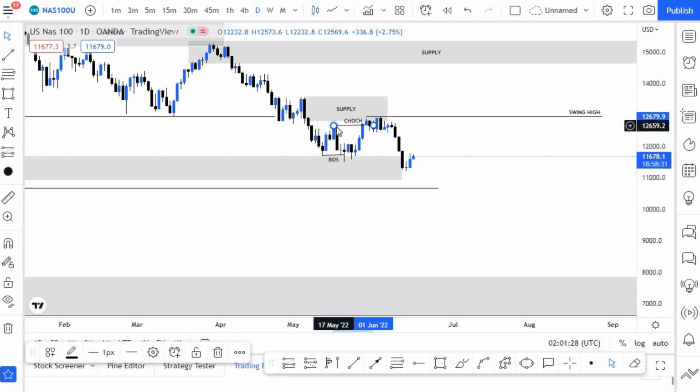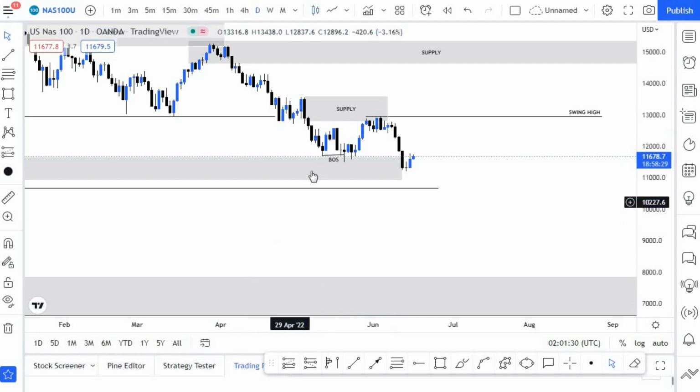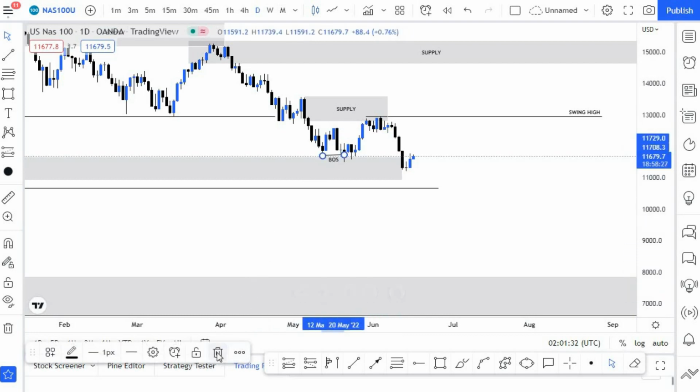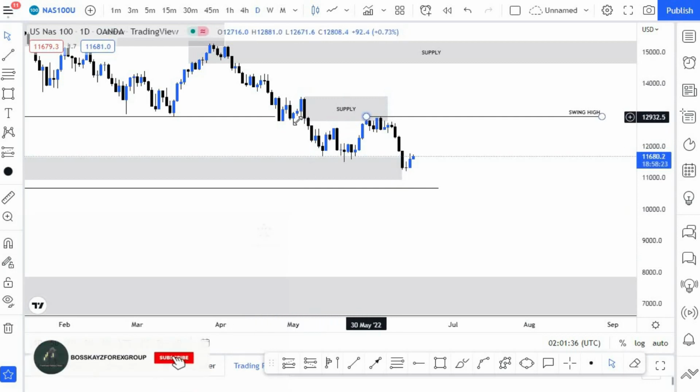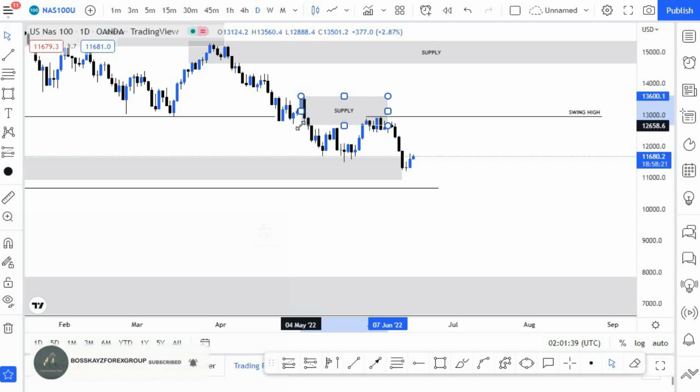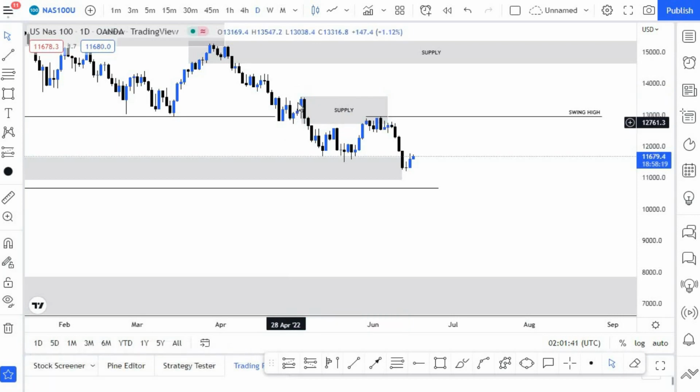Let me just delete this change of character and this breakout structure. You see now the price just came back to this zone. So you have to highlight the high of the candlestick, something like this, and the low and the high, and then you can see the price just came back there, mitigated this zone area, and then shifted the market going down.